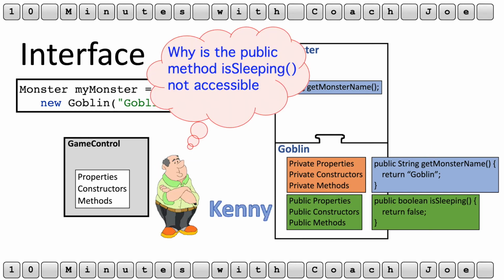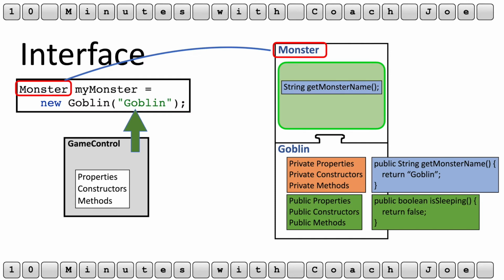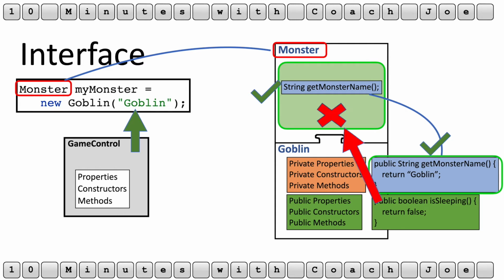It's important to understand why the isSleeping method in the Goblin class is not accessible even if it's public. Remember, the game control created the variable myMonster with the monster interface data type. Here is the monster interface. Only properties and methods of the monster interface are accessible to the myMonster variable. The getMonsterName method is found in the monster interface and is implemented by the Goblin class, therefore the game control has access. The isSleeping method is not found in the monster interface, so even if it is public in the Goblin class, the myMonster variable in the game control class cannot access the method. Although not recommended, the isSleeping method is available with casting.